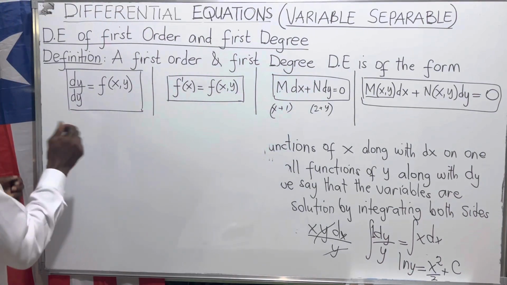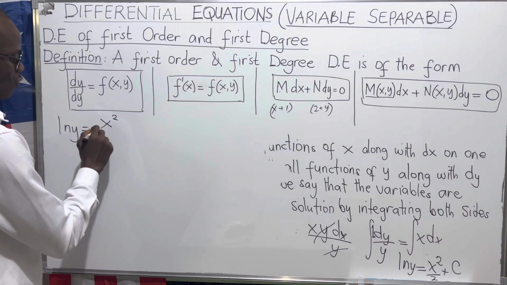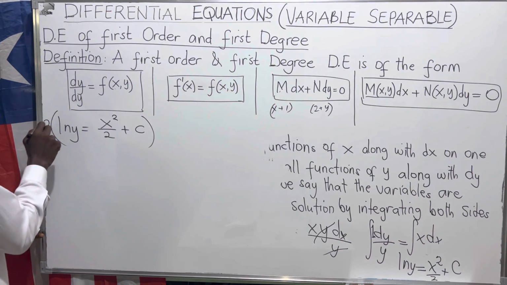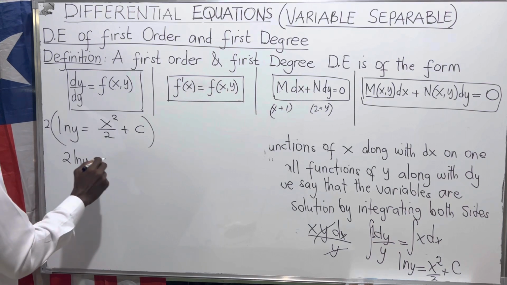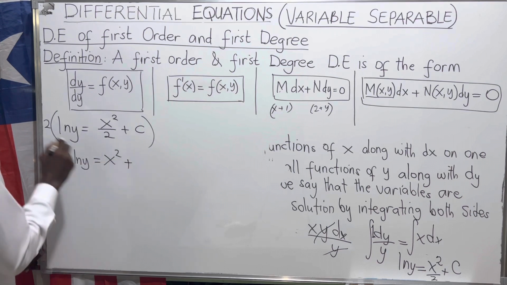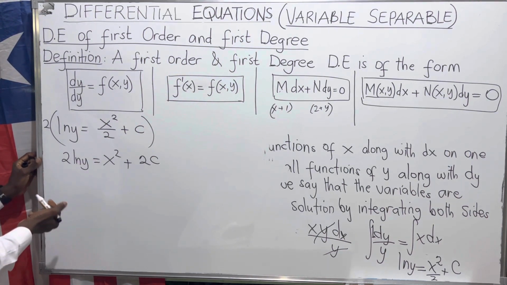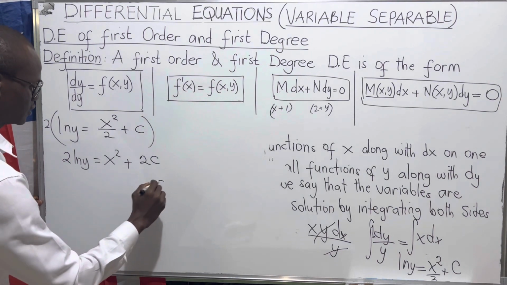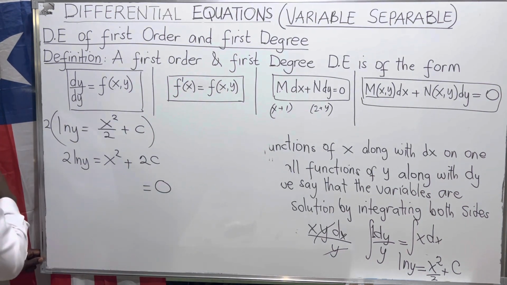So for that problem, now we have ln of y equals x squared over 2 plus c. We want to get rid of this 2, so we can multiply all sides by 2. Therefore, we have 2 ln of y equals 2 times this 2, when this 2 cancels, you're left with x squared, plus 2 times c, which is just 2c, right? So now we can decide to put everything on one side of the equation and make the right hand side 0, and then we express every other term on this side.